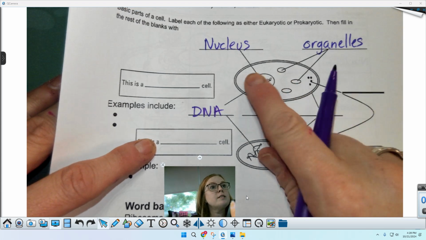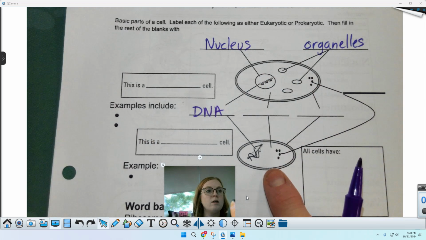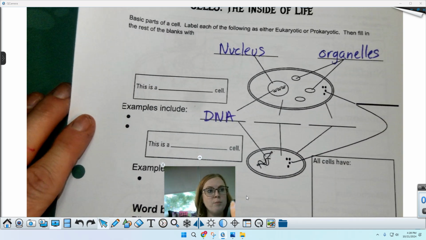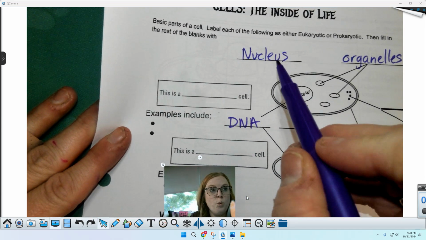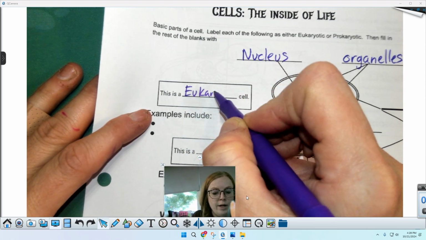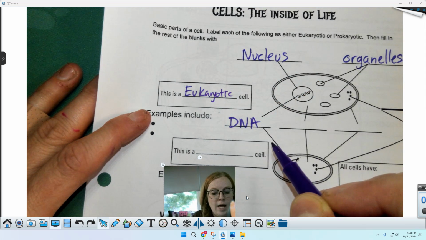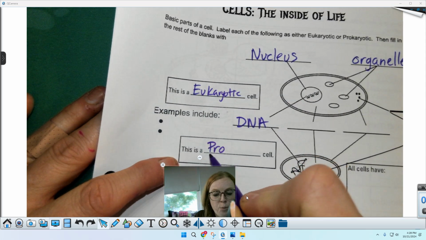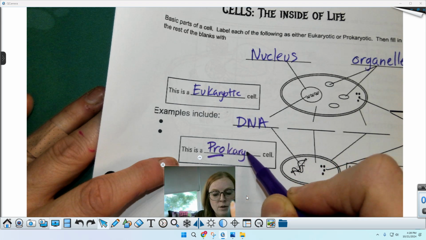And you can tell that this cell has a bunch of stuff inside, while this cell doesn't have any of those membrane-bound structures, none of those ovals, membranes inside of there. So I know the one with the nucleus, the one with organelles, is going to be a eukaryotic cell. And the one with no nucleus is going to be a prokaryotic cell.